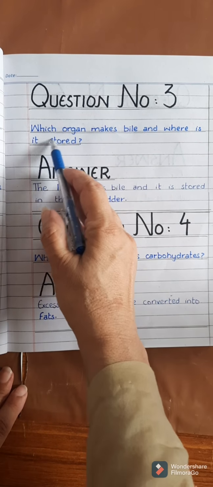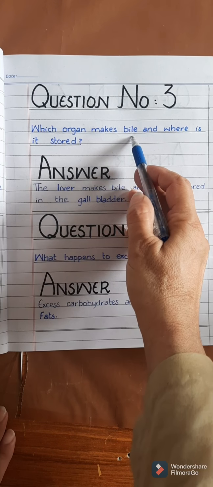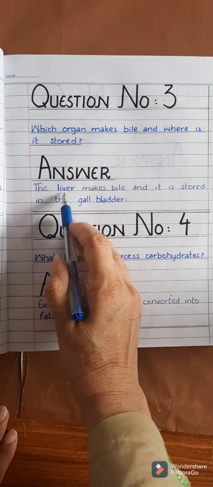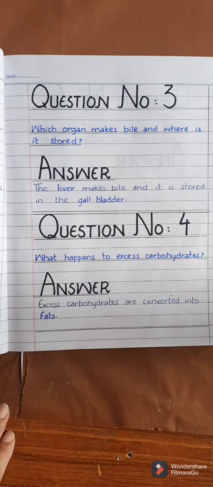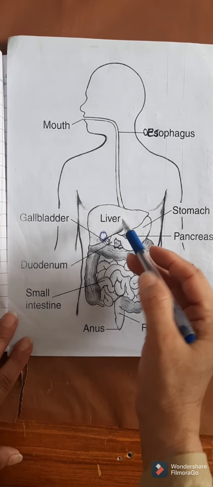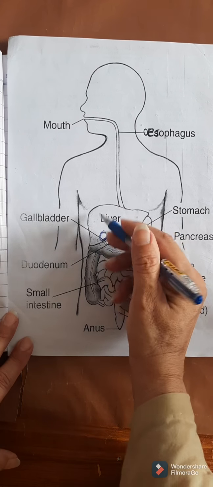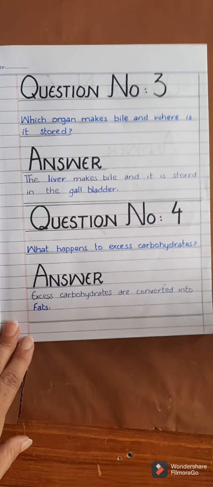Question number 3: which organ makes bile and where is it stored? Bile is made in the liver. Bile is made in the liver and it is stored in the gallbladder. See in the diagram, this is the liver. Bile is made over here and it is stored in the gallbladder. This is the gallbladder.